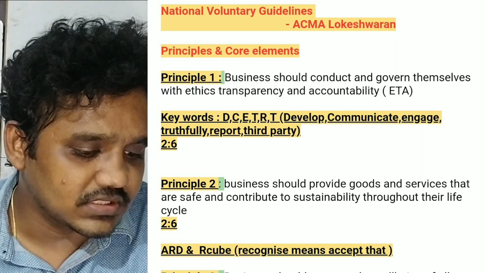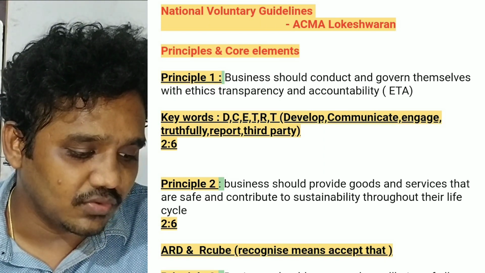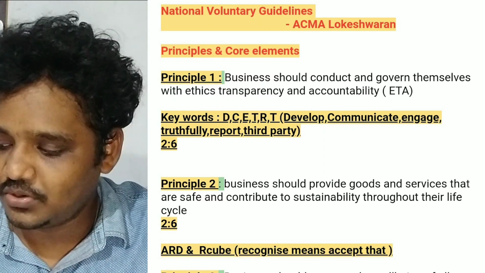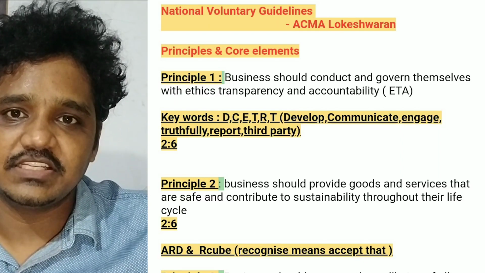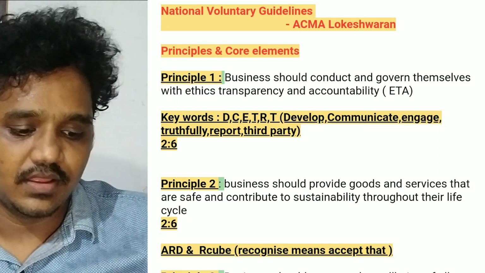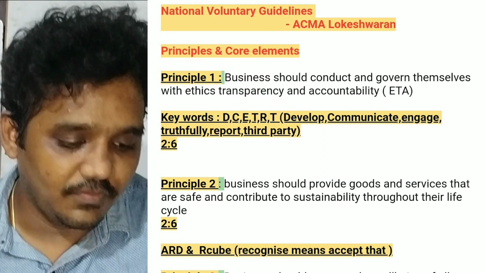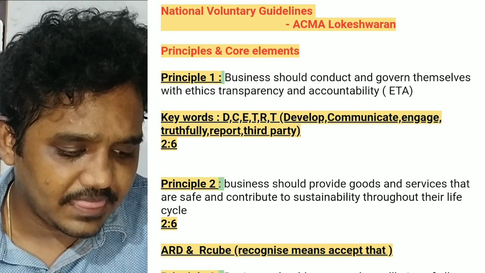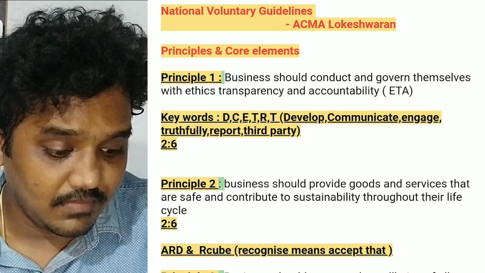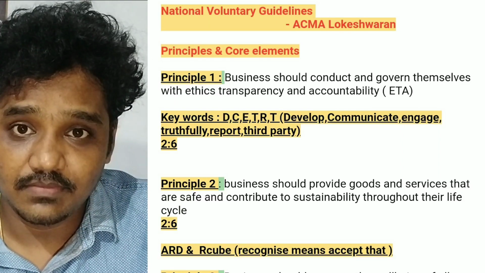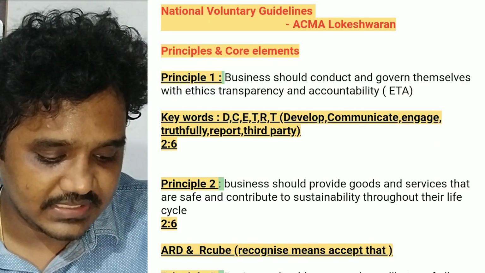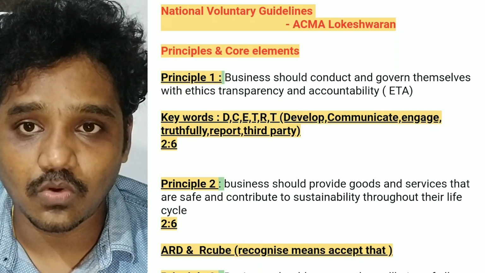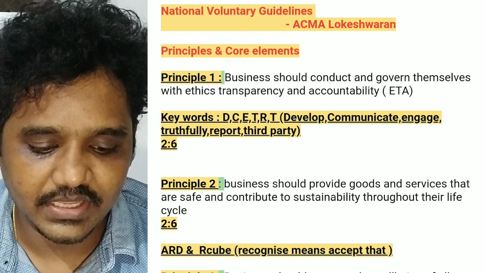So this point: business should provide goods and services that are safe and contribute to sustainability throughout the life cycle. Under this, the ratio is 2:6. There are 2 points with respect to principle and 6 points with respect to core elements. Now, I've given a keyword, ARD. The core elements are A means assure, R means raise, and D means designing. In the first core element point, you can see assure.